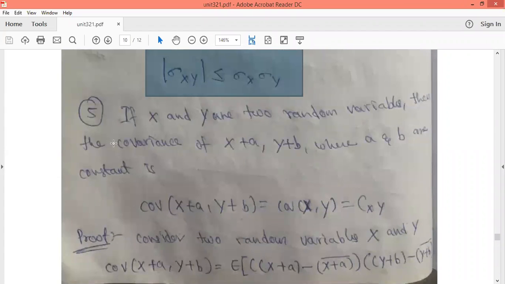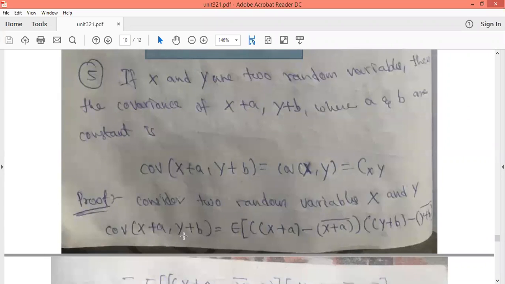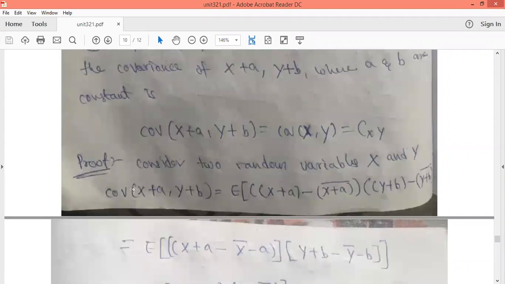Now we see the fifth property. If x and y are two random variables, then the covariance of x plus a, y plus b, where a and b are constants, will be equal to the covariance of x comma y, that is Cxy. Now we write the covariance of x plus a, y plus b. The formula for covariance is the expected value of (x minus x bar)(y minus y bar). In place of x we have x plus a. So the expected value of (x plus a minus the mean of x plus a)(y plus b minus the mean of y plus b).